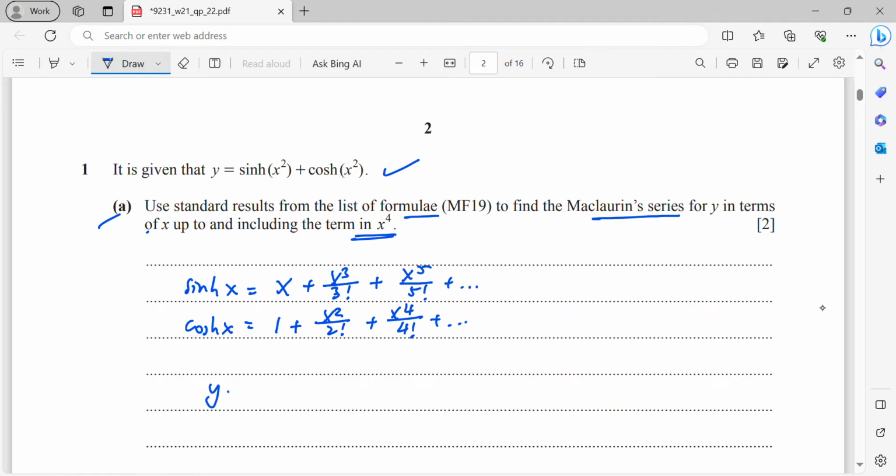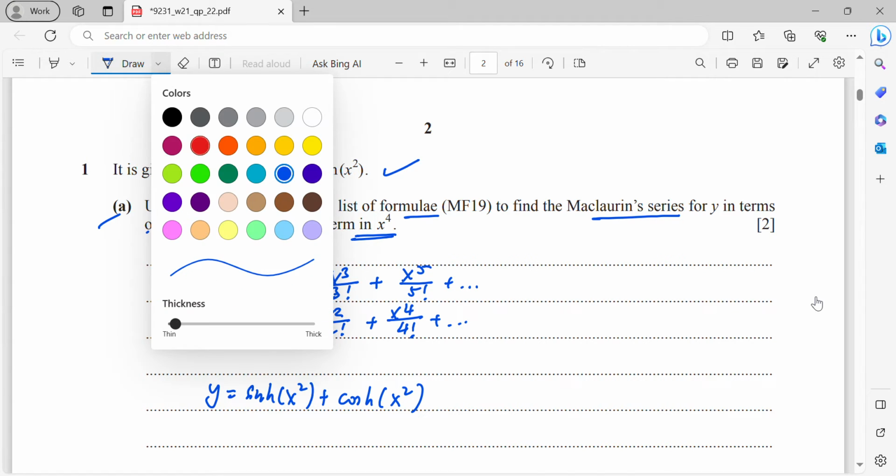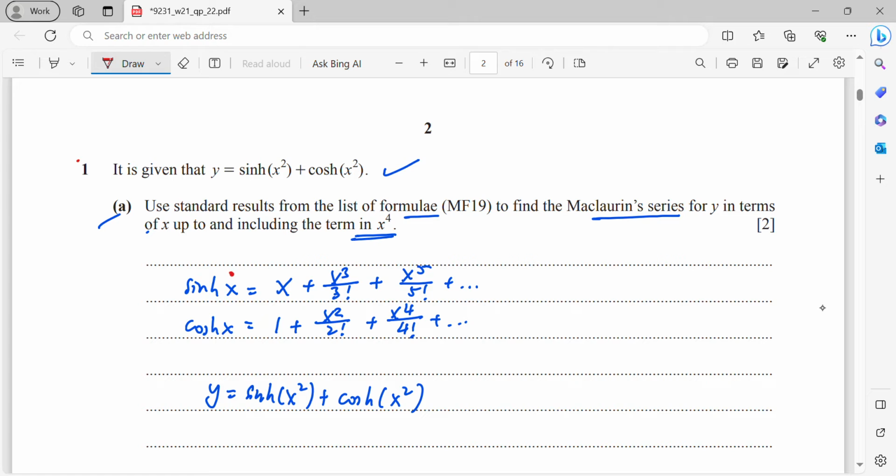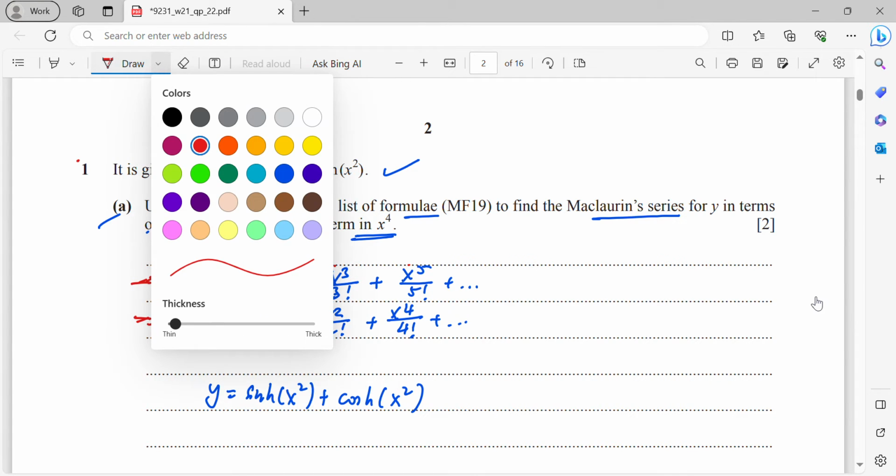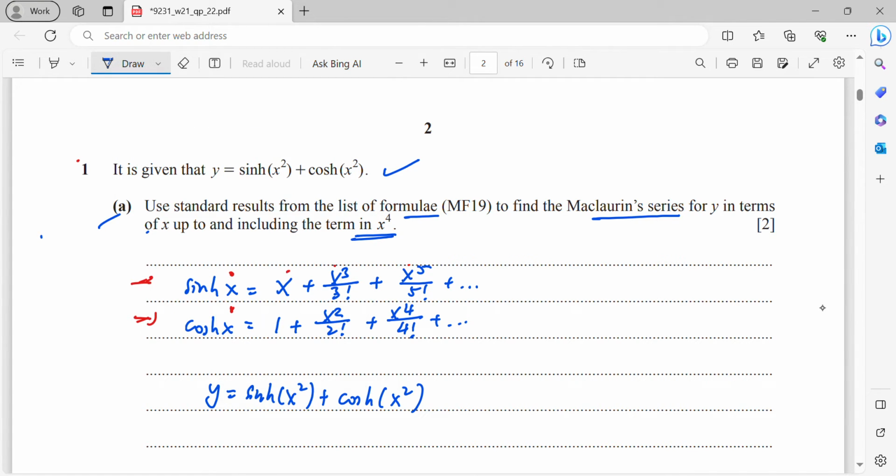Alright, so now your y equals sin x squared plus cos x squared. So now we need to get the Maclaurin series for these two terms. It's basically just replacing the x in the original Maclaurin series by x squared. So all these x change to x squared. Then we can get the Maclaurin series for y easily. So now I will have to change the x by x squared.